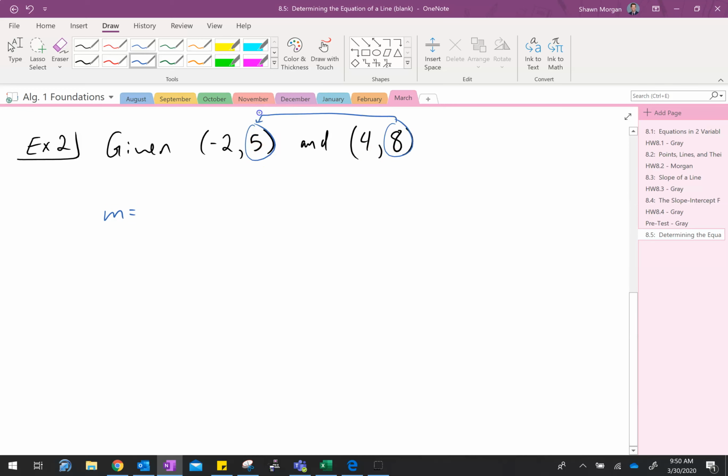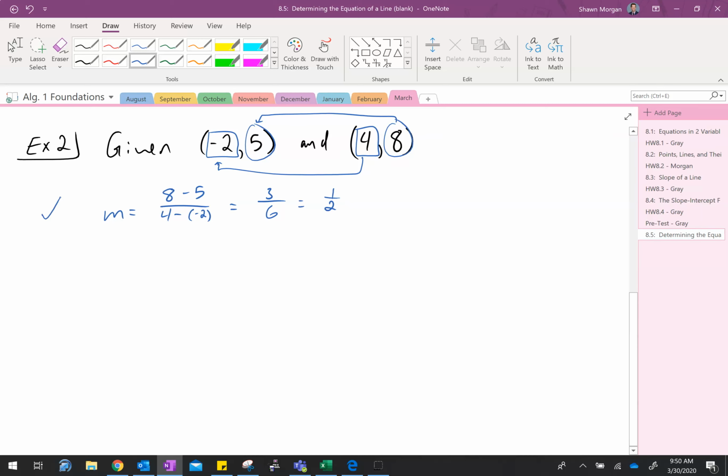So I'm going to say 8 minus 5 as my numerator. Then I come back and say, okay, I'm going to start at that same point that I started with earlier, and I'm going to say 4 minus negative 2. Notice the use of the parentheses there. Make a note that if one of the coordinates is negative, it's helpful to put parentheses around it. And so 8 minus 5 being 3 up top, 4 minus negative 2 becomes 6 on the bottom, so our slope, 3 over 6, simplifies down to 1/2. All right, so we found our slope.